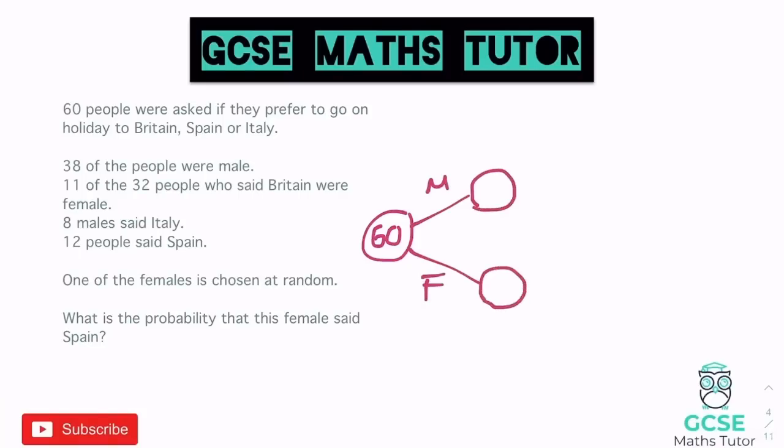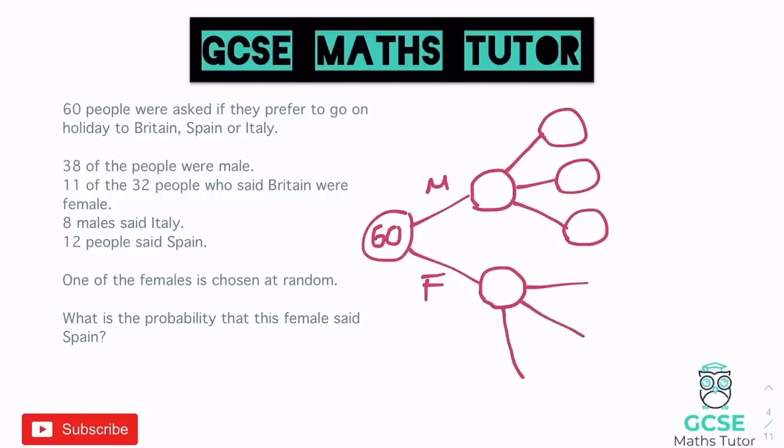Okay, and from there, we're going to have a look at the options that they could have picked. So this was about the different countries. So we've got Britain, we've got Italy, and we've got Spain. Okay, and I'm just going to put a little circle coming off all of these. It's not quite as nice and neat and tidy as the table, but I'll try my best. And then off the females as well, we've got the 3 different options.